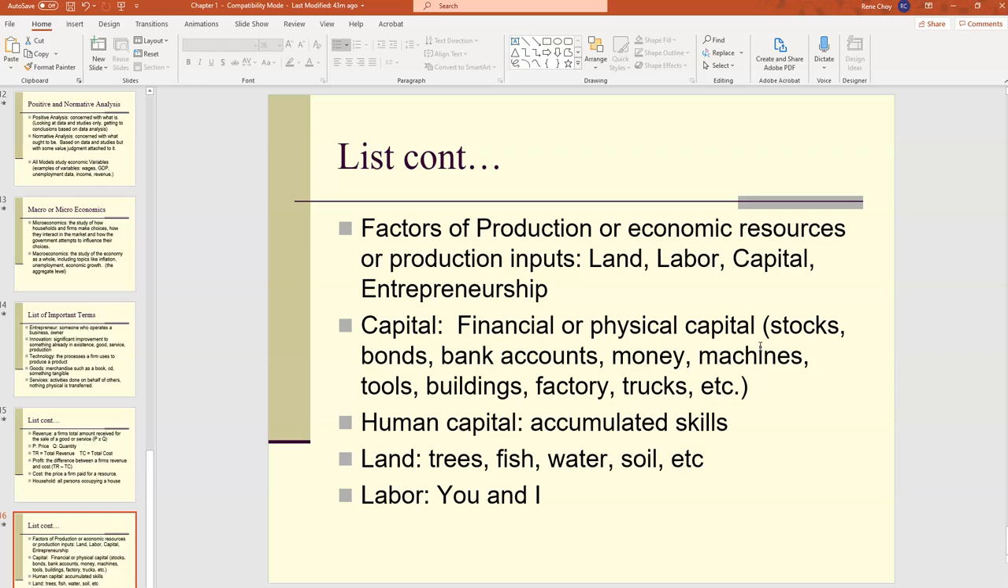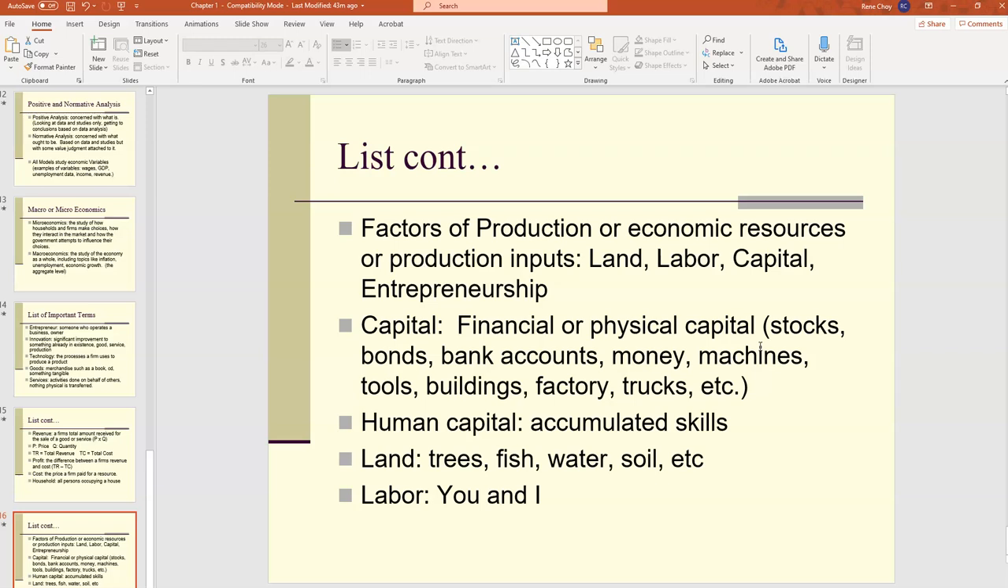Capital is the financial or physical capital, like the machines, the stocks, the bonds, the money, or the things that you have to buy in order to produce whatever you have to produce. Capital is the stuff that you use over and over and over, like the tools in your toolbox. Human capital, by the way, is accumulated skills. This is when somebody has a lot of accumulated knowledge, which makes them more efficient.